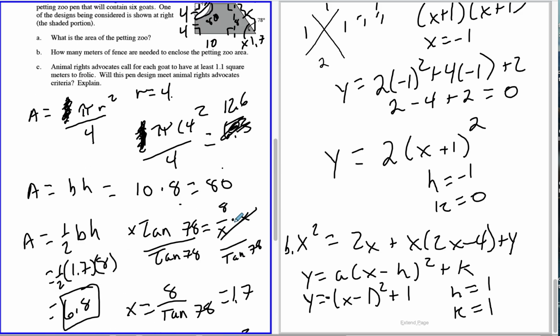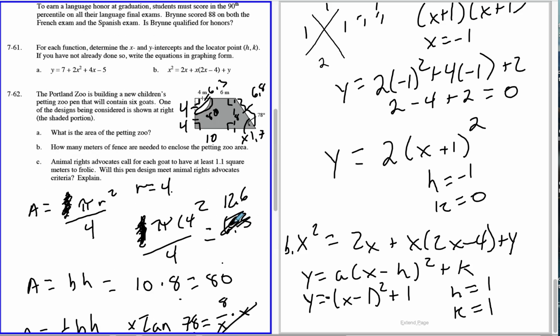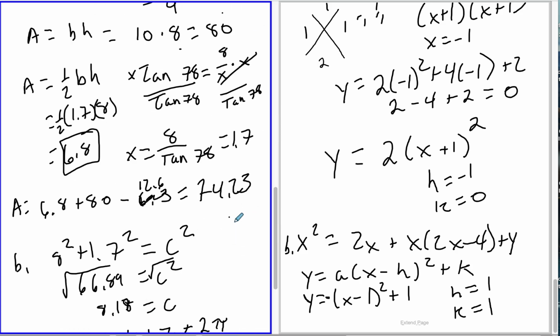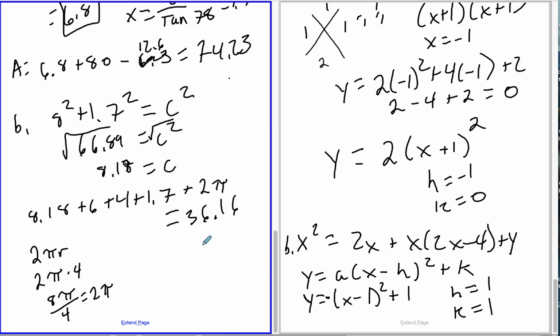And our last one, animal rights activists call for each goat to have at least 1.1 square meters to frolic. Will this pen be enough? We have 6 goats. So we're going to take our area, 36.6, divide by 6, which is 6 point something close. So that would be a yes for C. All right, thank you. Have a good day.